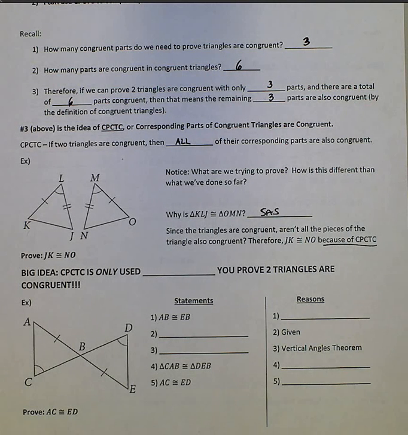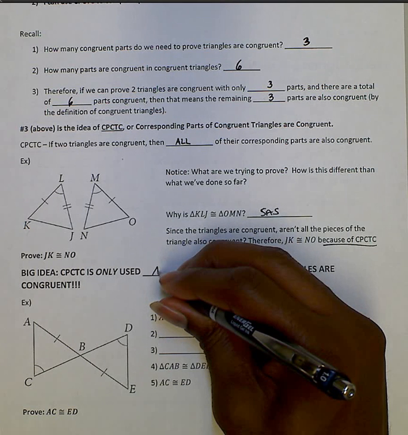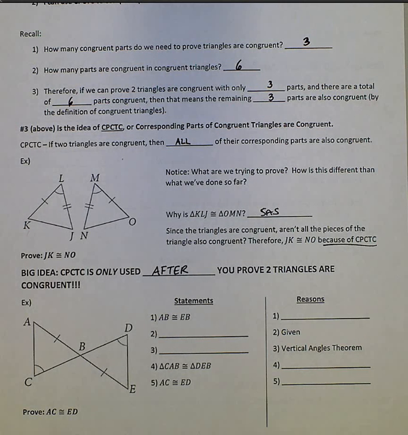Okay, remember this. Corresponding parts of congruent triangles is only used after you prove 2 triangles congruent. You can't say, hey, those are the same because the triangles are congruent if you don't show that the triangles are congruent. Alright, let's jump into a proof here.